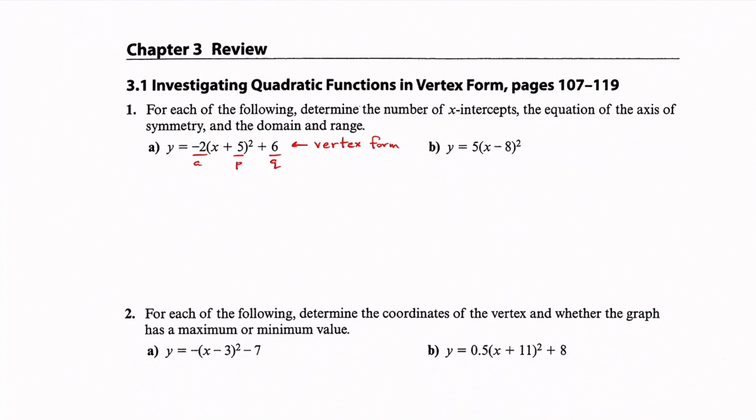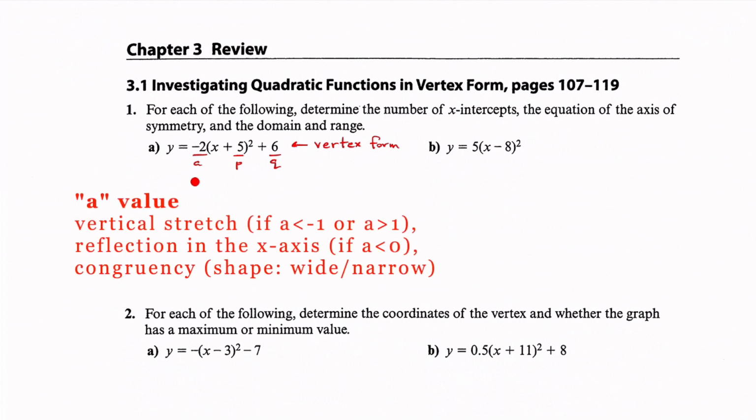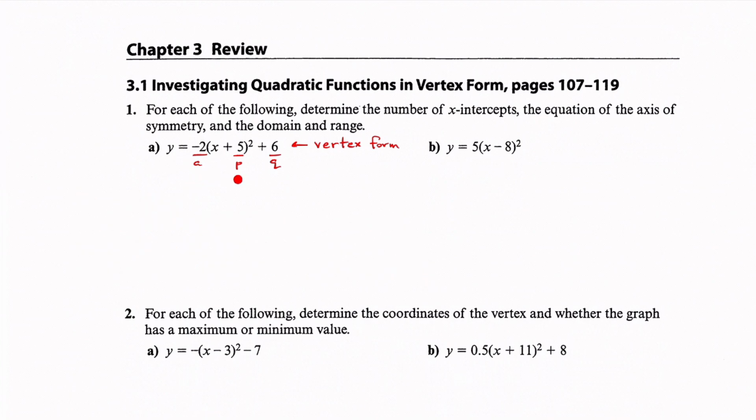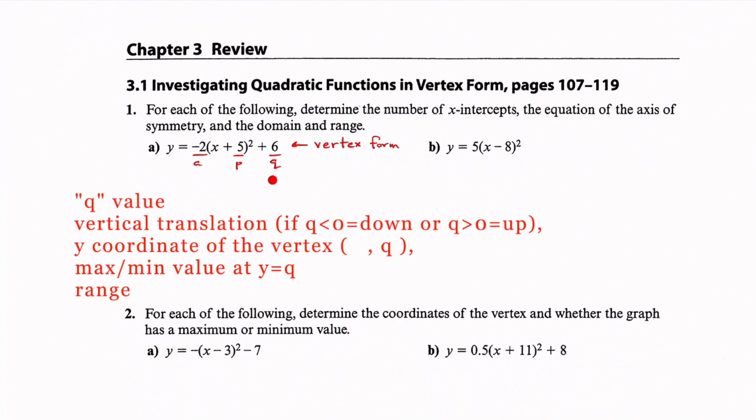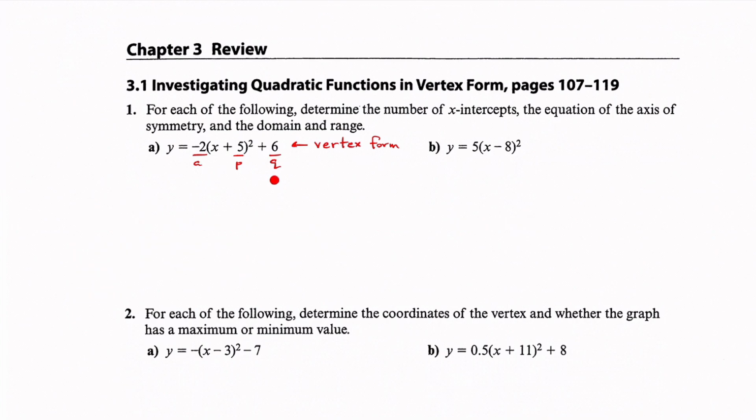Now you guys should know what those characteristics give you, the A, the P, and the Q. So A gave us our vertical stretch, our reflection in the x-axis. It also told us congruency, how wide or how narrow. You should know all of those. The P told us the horizontal translation, the x coordinate of the vertex, and the axis of symmetry. And then Q told us the vertical translation up and down. It also told us the y coordinate of the vertex, and because it's the y coordinate of the vertex, it also tells us the max or the min, and it also affects the range. So you should know all of those characteristics.